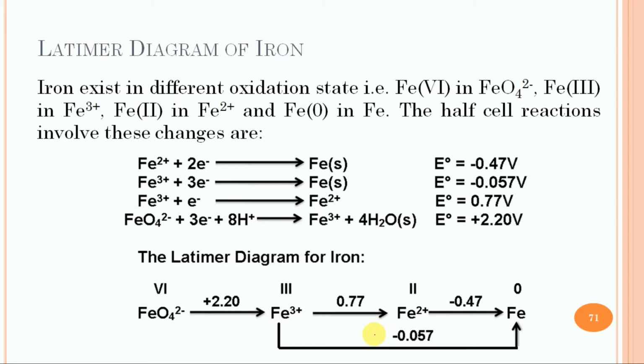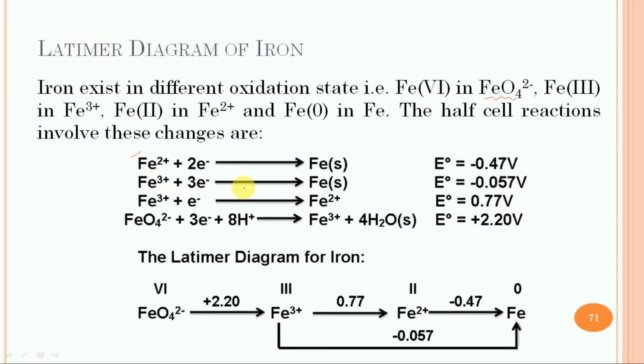Iron exists in different oxidation states, such as iron 6 in this compound, iron 3 oxidation state, iron 2 oxidation state, and iron with 0 oxidation state in the simple metal. The half-cell reactions involve the following. In the first one, iron 2 plus changes into iron, and the electrode potential is equal to minus 0.47 volt.